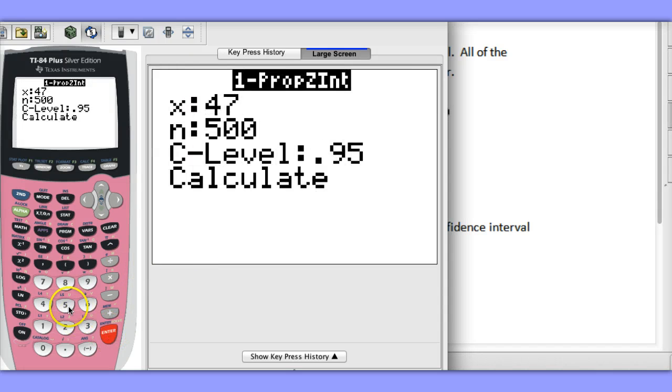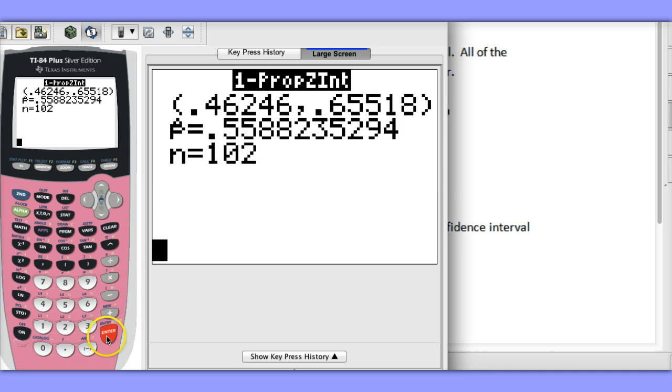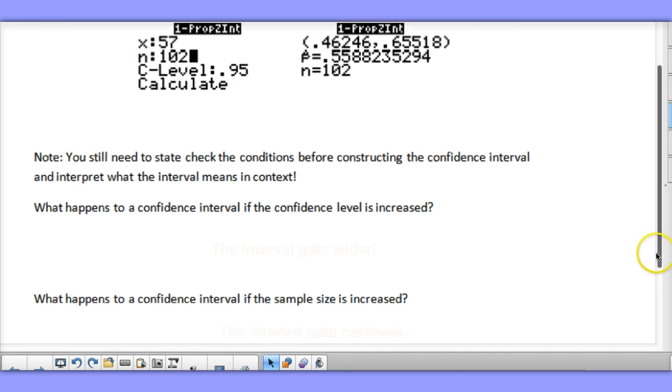And we're going to enter our number of successes, that's our x, which was 57, and our sample size n, which was 102. And it already has a 95% confidence level, so I don't have to enter anything there. And I hit calculate, and notice we get our sample proportion as well as the lower bound and the upper bound for our confidence interval. Let's take a look at a few more questions.